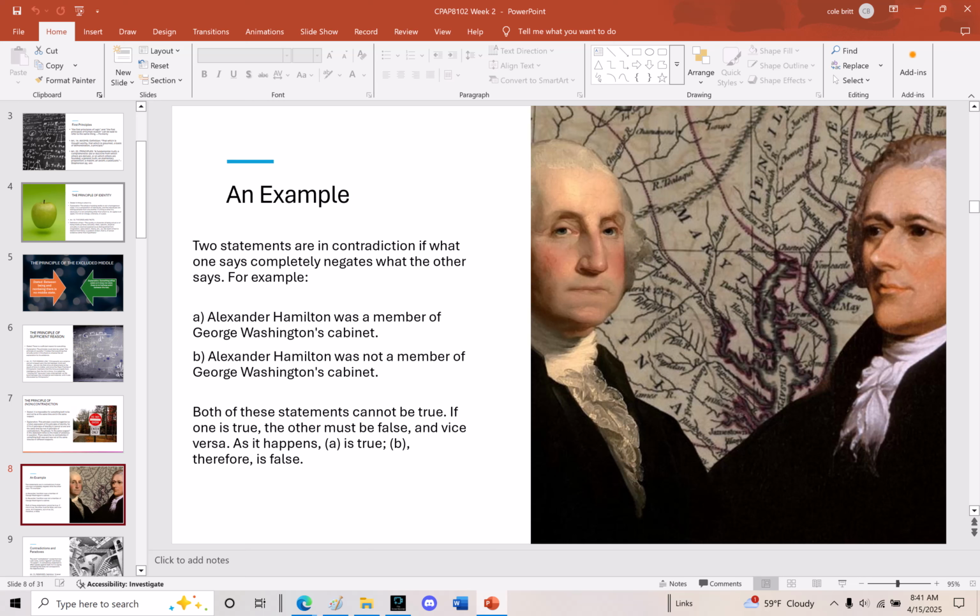So when you're confronted with a sign that says do not enter and enter only, they seem to completely contradict the other. Well, which one is actually the case? Because whichever one is actually the case will be the true statement and will negate the other. In this example here, it is the case that Alexander Hamilton was a member of Washington's cabinet. Therefore, A is true and B is false. Well, how did we get there? By the correspondence theory of truth. Which one of them actually corresponds with reality? And it's statement A.